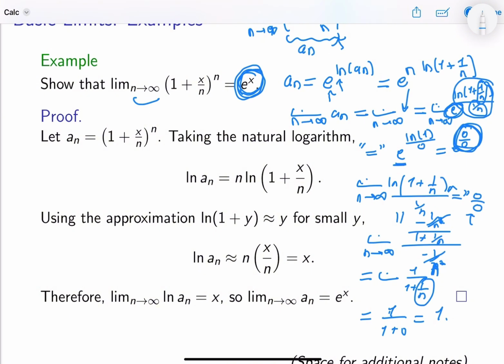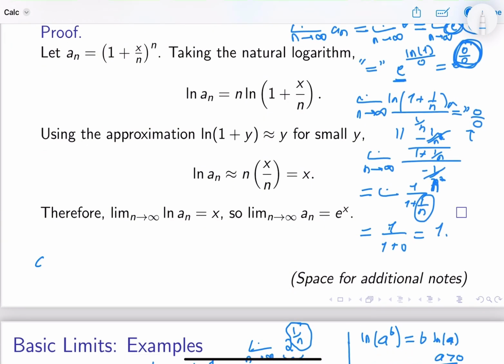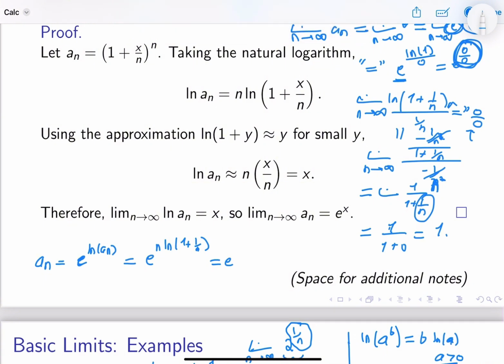So as we claimed before, sorry, this is a little bit of a mess, but let us just recap things here. We started with a_n, we wrote it as the exponential of log of a_n, and we rewrote this as exponential of n log of 1 plus 1 over n, and then we rewrote this as exponential of log of 1 plus 1 over n over 1 over n. This is what we have.